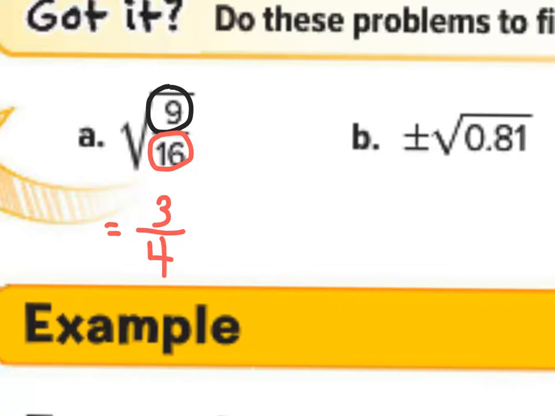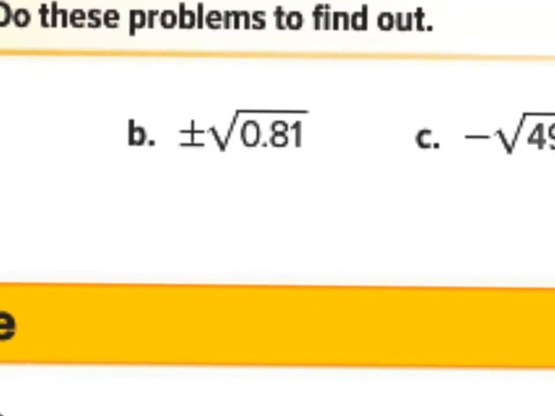Okay, B. We have the square root of 0.81, positive or negative, correct? So my answer is also going to be positive or negative. It can be either one. And it's going to be 0.9, because 9 times 9 is 81. But you have to make sure that you put it in the correct decimal place. If you want, you can check simply by multiplying 0.9 times 0.9. You're going to get 0.81.